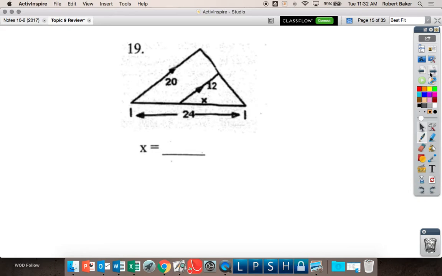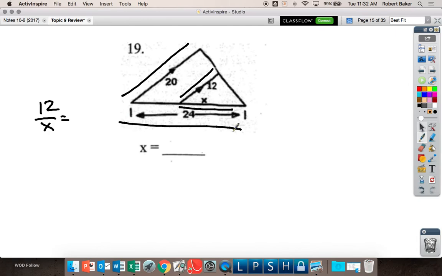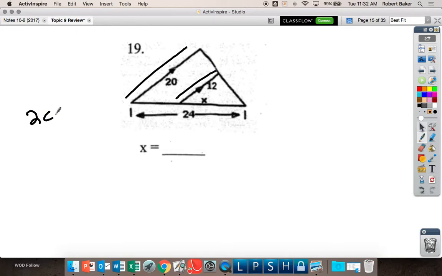You do small length over small length equals side over side. Because I did base. I mean, okay, if you don't like that, you can do base over base equals side length over side length.